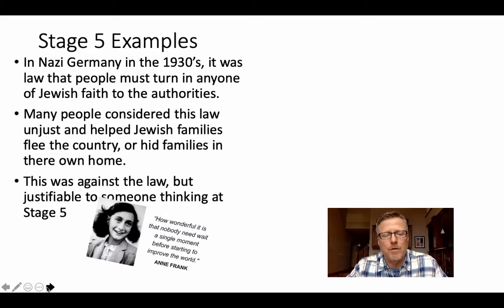And there's a picture, of course, of a very famous person, Anne Frank, and it says how wonderful it is that nobody need wait a single moment before starting to improve the world. And improving the world one person at a time, that's Anne Frank, right? That's Gandhi, that's Martin Luther King.